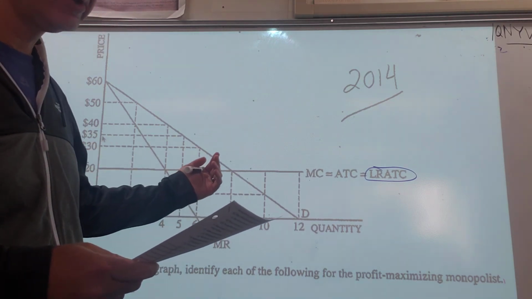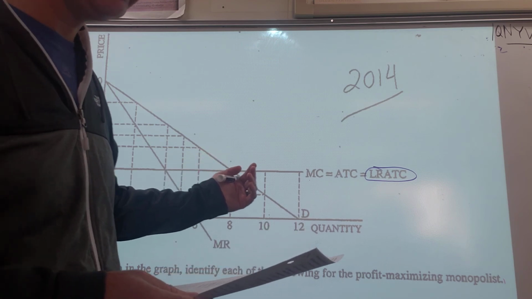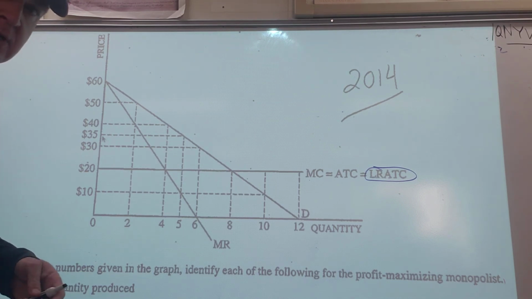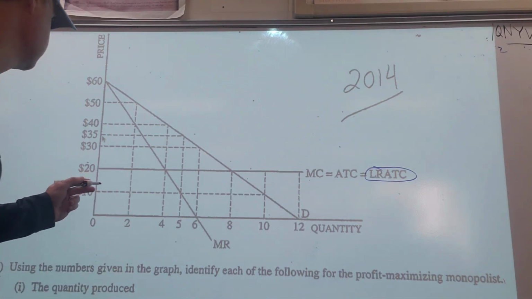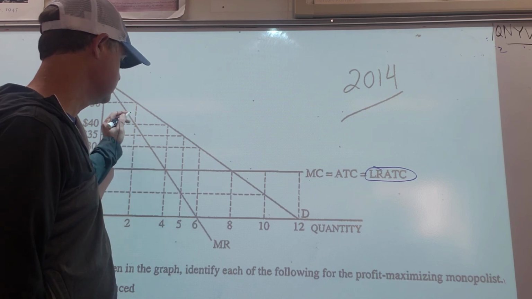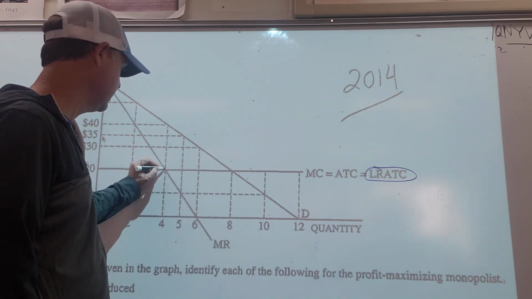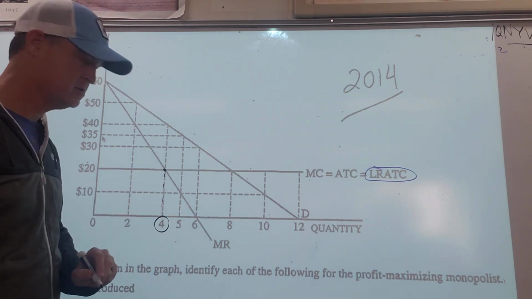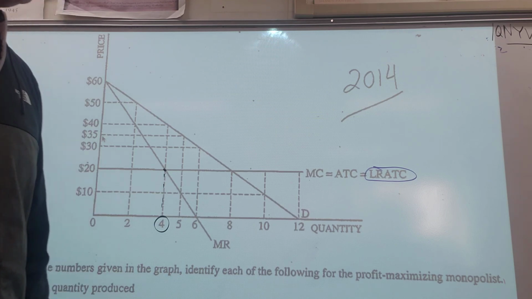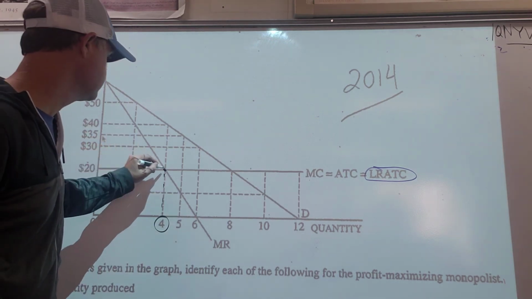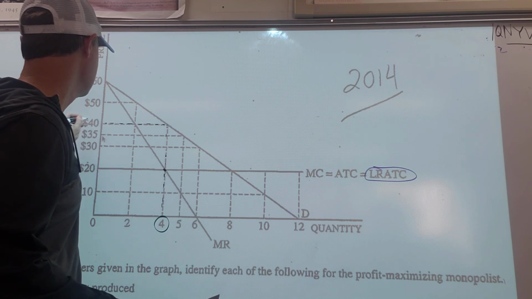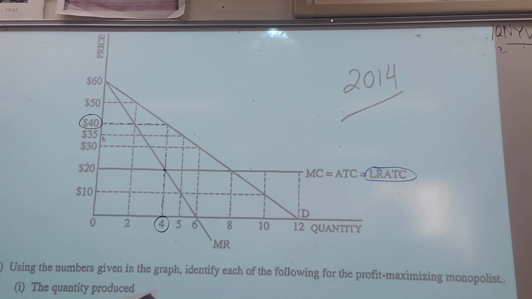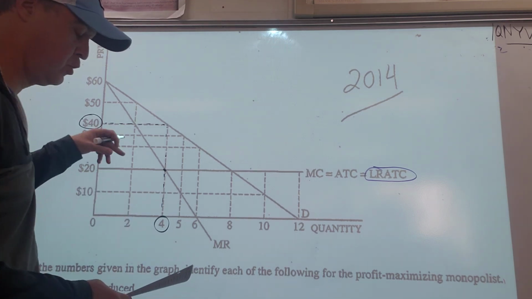It says, A, using the numbers given in the graph, identify each of the following for a profit maximizing monopolist. The quantity produced. We know forever the quantity produced is where MR equals MC. Our MR is this curve, our MC is the flat line. They intersect there, so the quantity produced is 4. A double I, the price. The monopolist gets to price up to the demand curve and across, so the price is 40. So quantity is 4, price is 40.